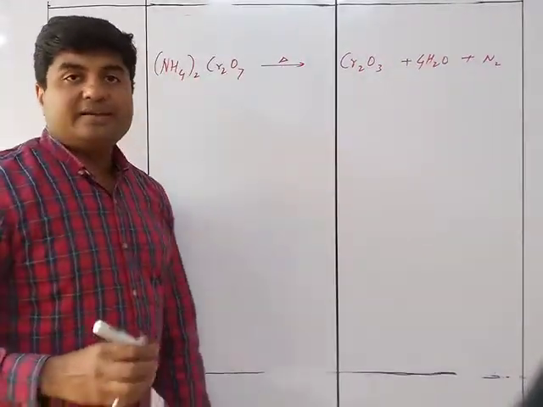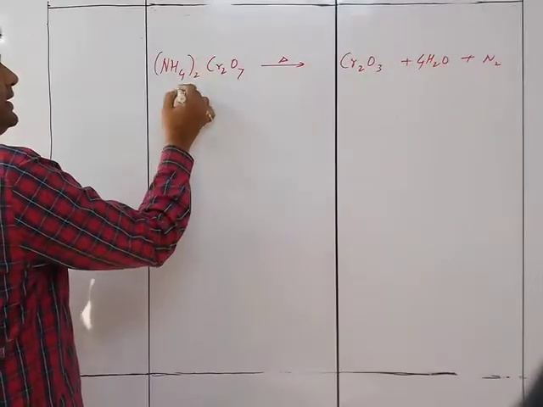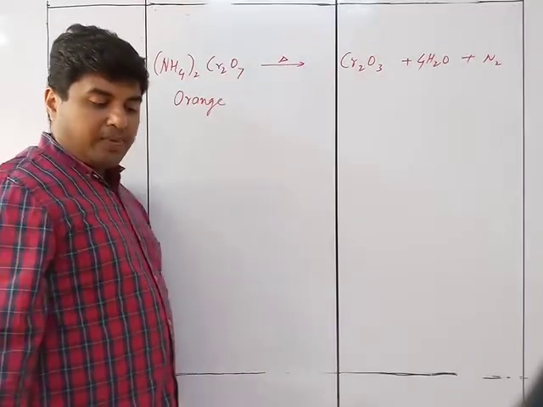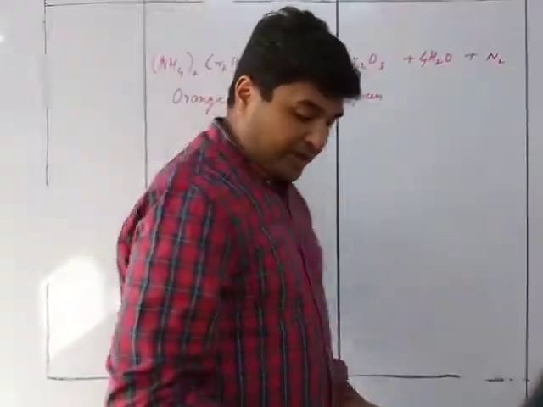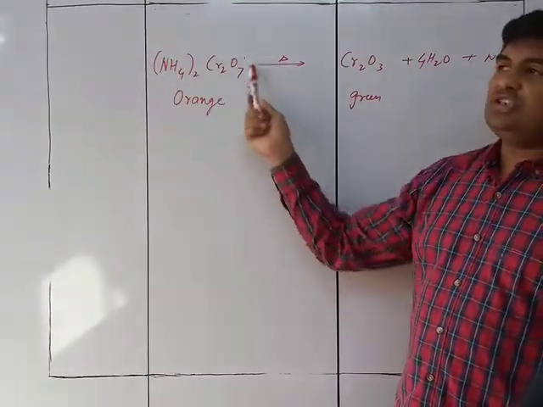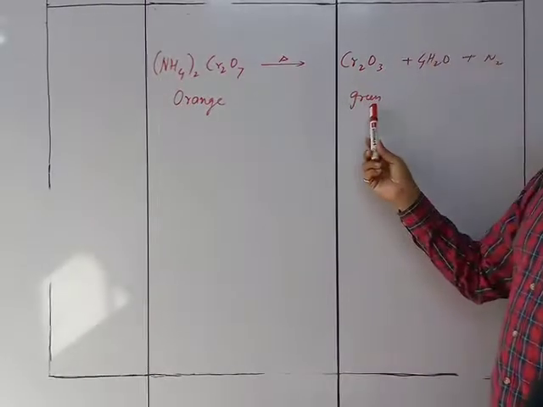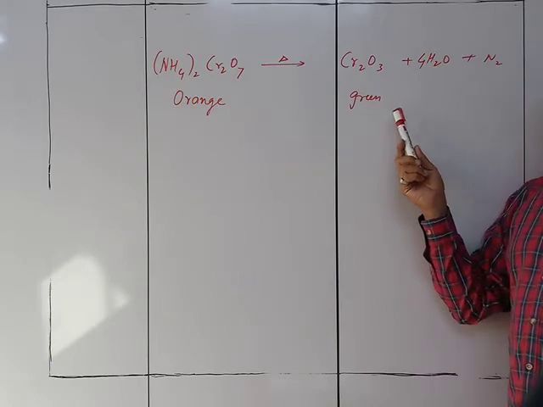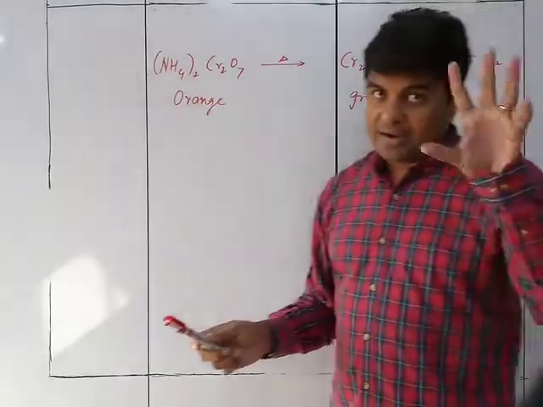Now what is the importance over here? The importance is that ammonium dichromate is orange in color. It is an orange compound, whereas chromic oxide is green in color. So on heating an orange colored compound, you are going to leave a residue of green chromic oxide. Green color chromic oxide is going to be given out. So orange and green are the important highlights over here.